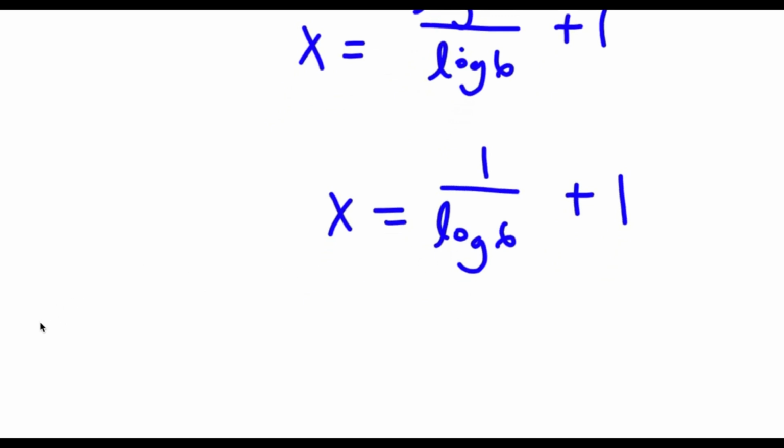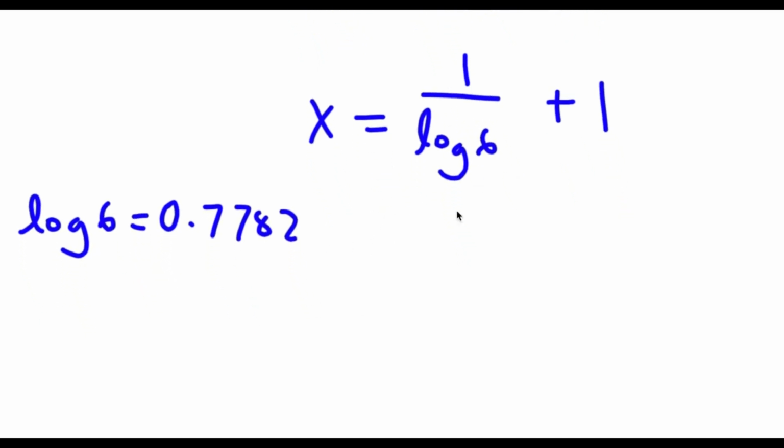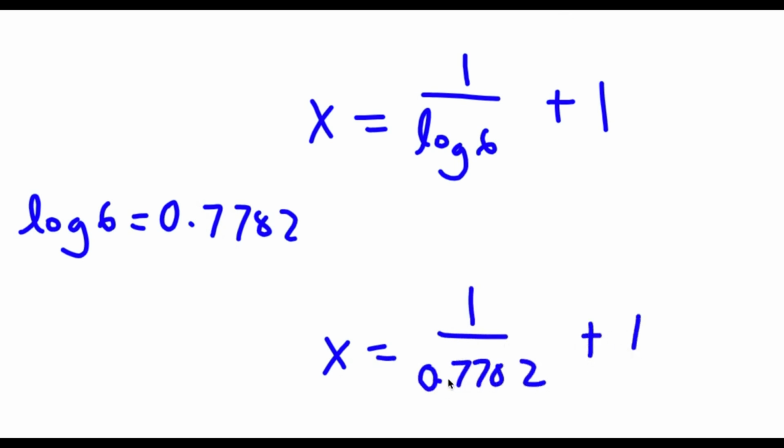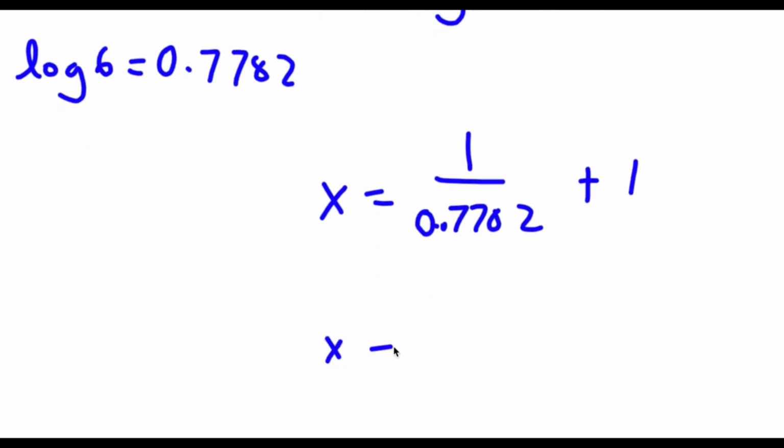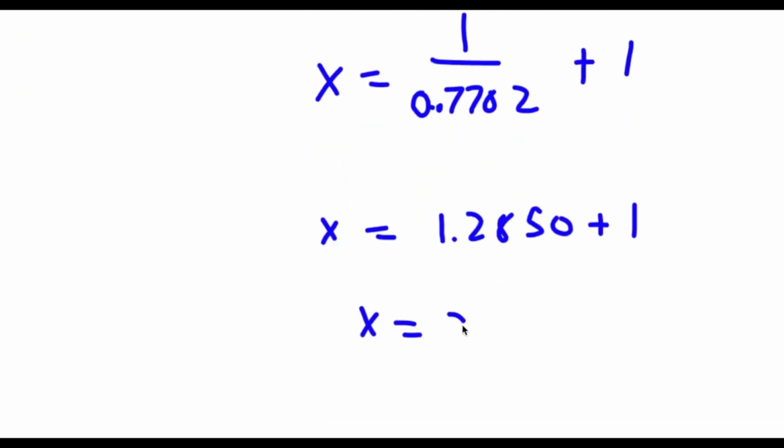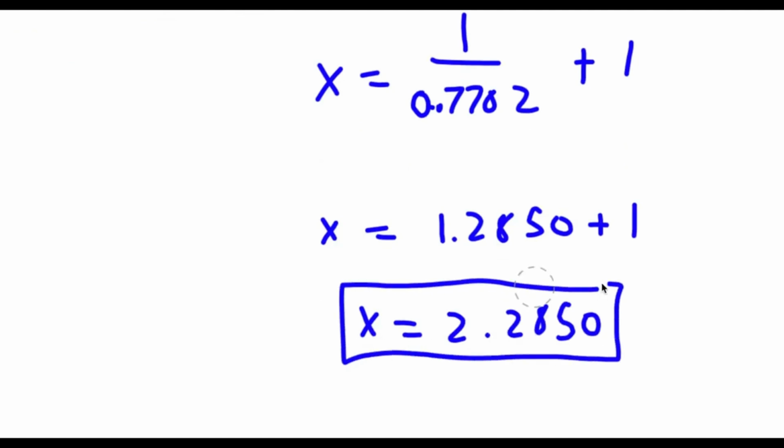So log 6, this is equal to 0.7782. So if I replace log 6 with 0.7782, I get x equals 1 over 0.7782 plus 1. Now 1 over 0.7782, that's 1.2850 plus 1. And this is equal to 2.2850. So this is my answer.